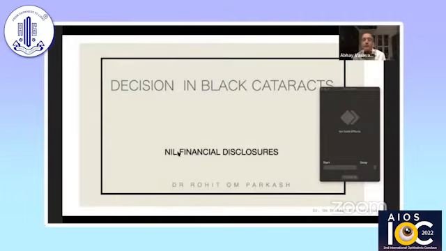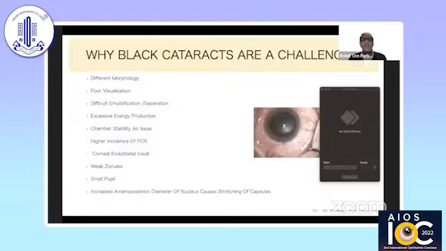So go ahead. Yeah. So decisions in black cataract I was supposed to talk about. These black cataracts are very challenging because the morphology is different. The visualization is poor. Emulsification is difficult because the separation at times at the end is also very difficult. The production of energy is excessive. Chamber stability, high incidence of PCR, corneal endothelial insult, more than in any other case. Zonulopathy associated, small pupil are some of the things which are associated with black cataracts.